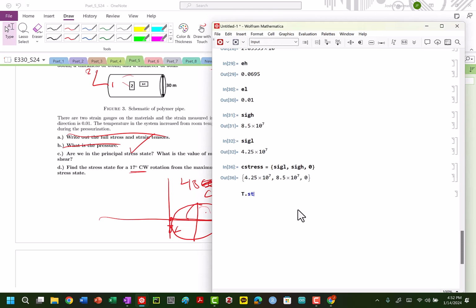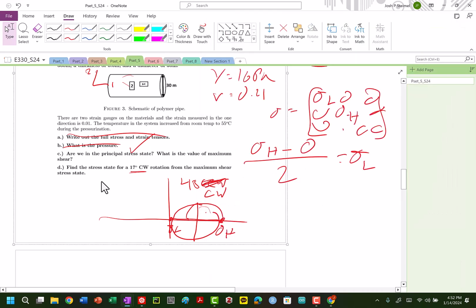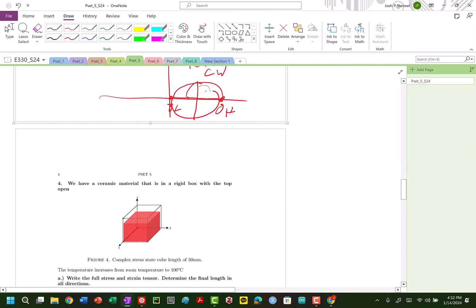So I need to do T stress dot C stress, and I do dot theta goes to, and I'm again 45, so we need to do clockwise. That's basically minus 45, and then 17 degrees again clockwise. So this will be the value. And you can confirm that with Mohr circle. But isn't that so much nicer to do with our linear algebra approach?